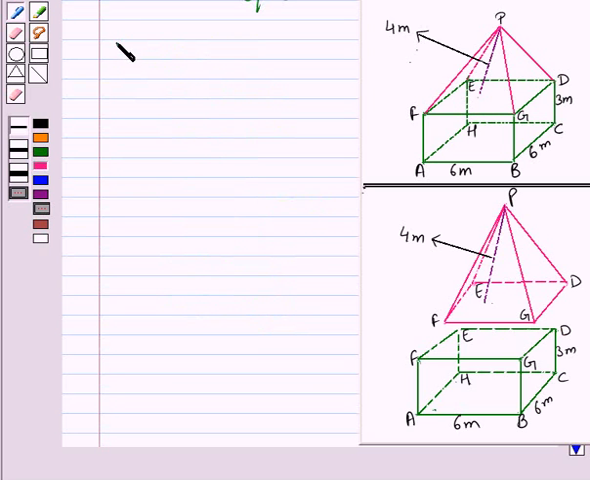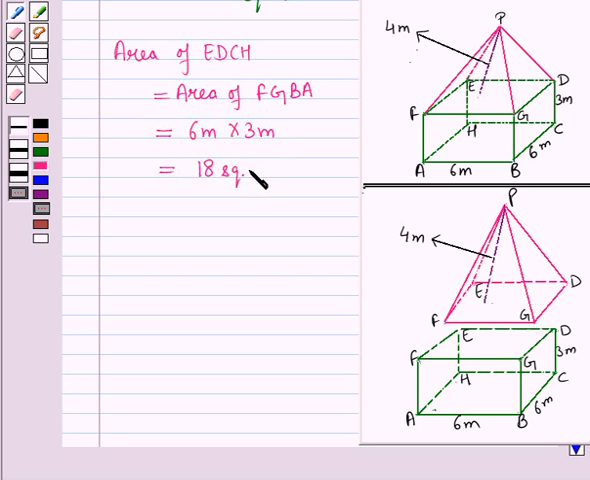Also area of the face EDCH is equal to area of the face FGBA, as their dimensions are 6 meters by 3 meters. So the area of both these faces will be equal to 6 meters into 3 meters, which is equal to 18 square meter.